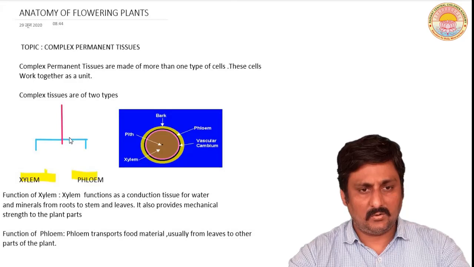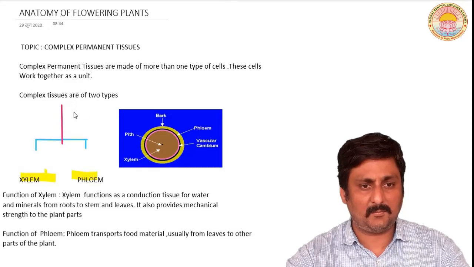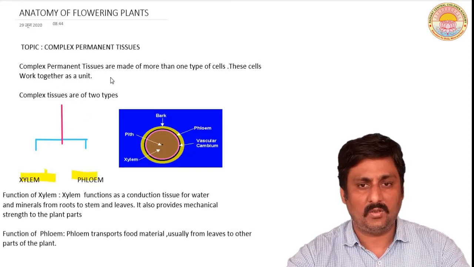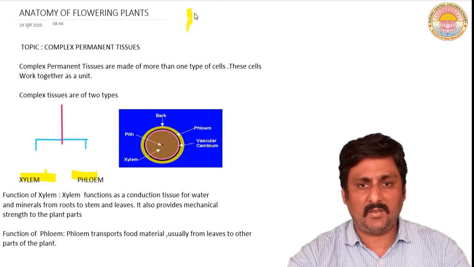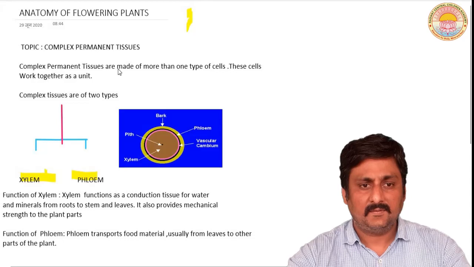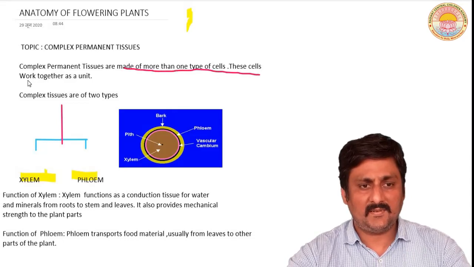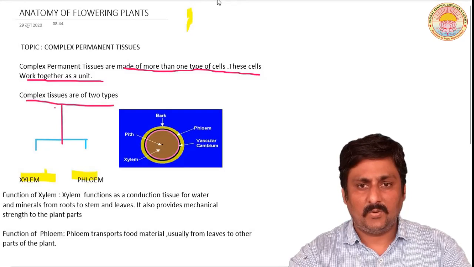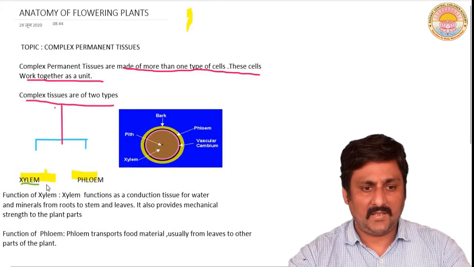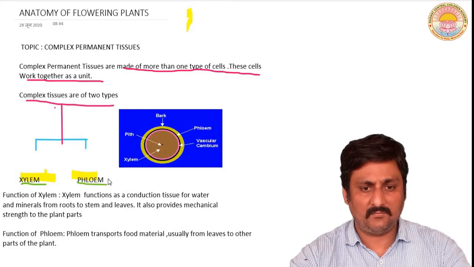Okay. Now, first of all, let us discuss what is complex permanent tissue. Complex permanent tissue are made of more than one type of cells. You can see here, more than one type of cells. These cells work together as a unit. So, complex permanent tissue can be broadly divided into 2 parts. One is xylem, and the other one is called phloem.